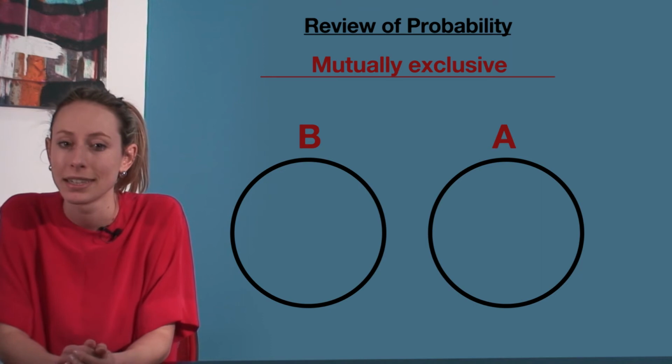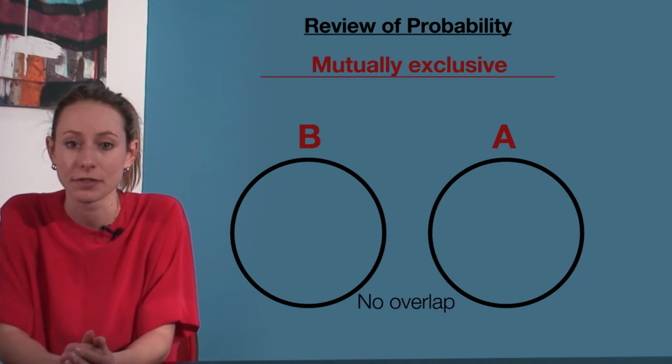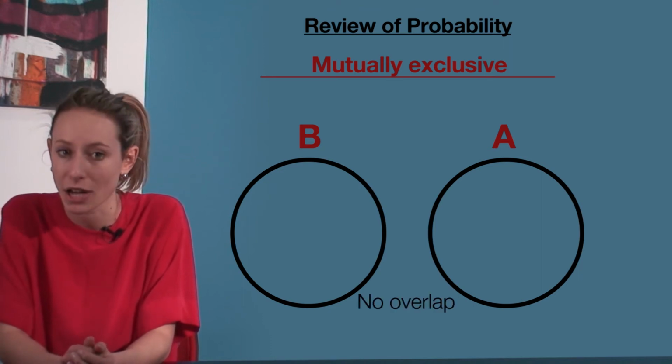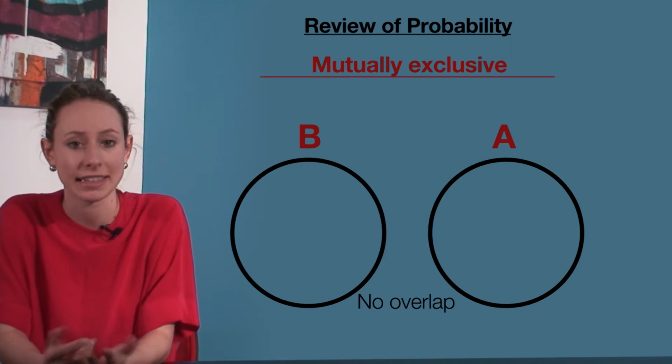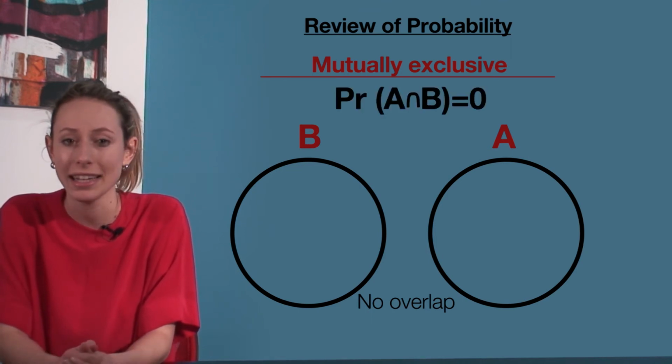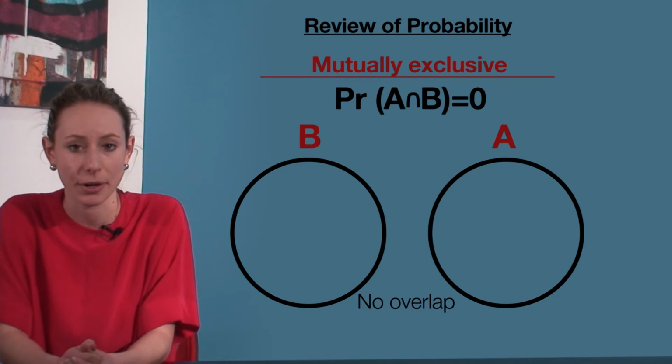Now, let's move on to what is meant by 2 events being mutually exclusive. It's very simple. 2 events that are mutually exclusive cannot both occur at the same time. This is expressed like this. The probability of A intersection B equals 0.